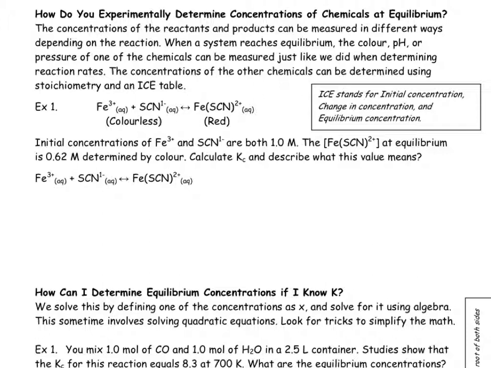If you take an iron 3+ and a thiocyanate ion, it produces another ion that is red in color. You can measure the intensity of this color using a spectrophotometer. If the initial concentrations of the iron and the thiocyanate are both 1 mole per liter, and the spectrophotometer tells you that the iron thiocyanate ion at equilibrium is 0.62 moles per liter, you can calculate the other concentrations by using an ICE table.